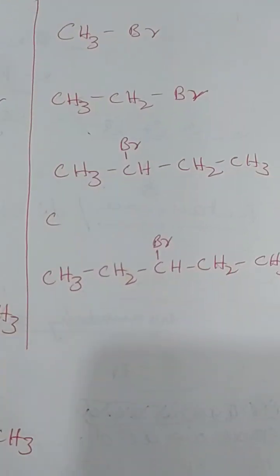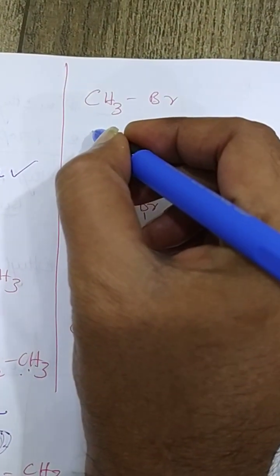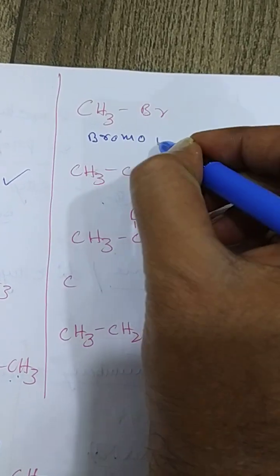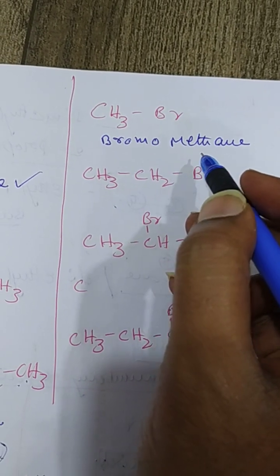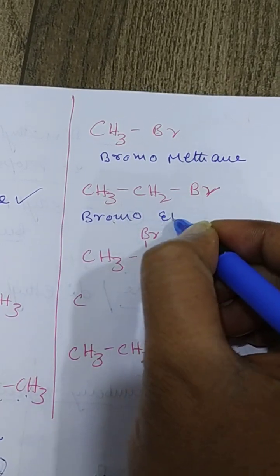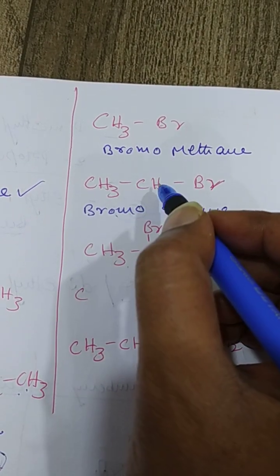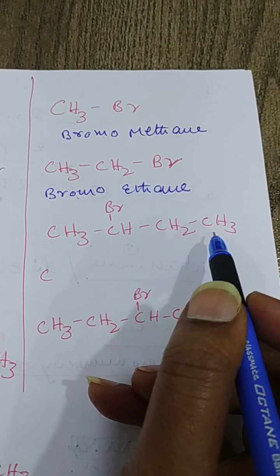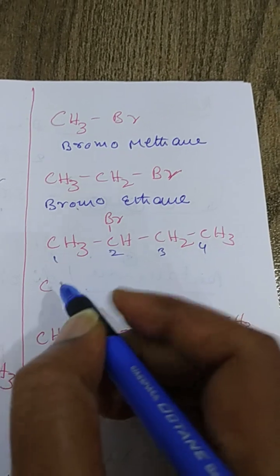Now we are going for the bromo compounds. So here CH3Br, bromomethane. The IUPAC nomenclature is bromomethane. Here bromoethane, bromine group and CH3CH2, ethane. Similarly, here 1, 2, 3, 4 carbons are there. At the second carbon, it has the bromine group.